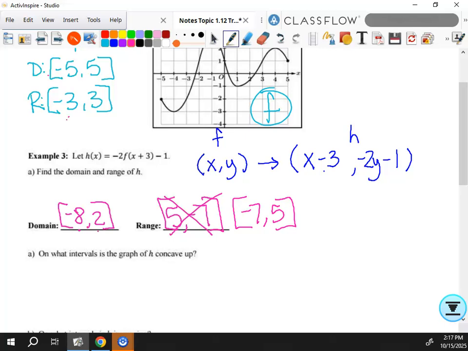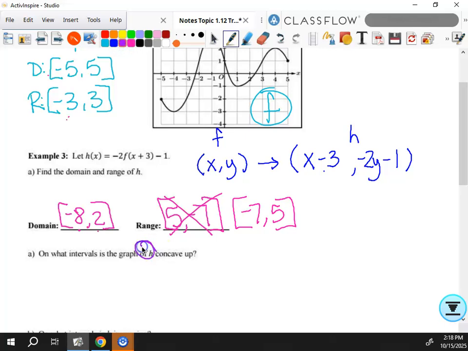Okay. So what is happening here to f? We would take this whole function, it's going to shift to the left 3, and then it's going to reflect in the x-axis, get stretched and move down 1, right? And so that reflection is important because certain things will change depending on whether or not we've reflected in x or y or whatever.